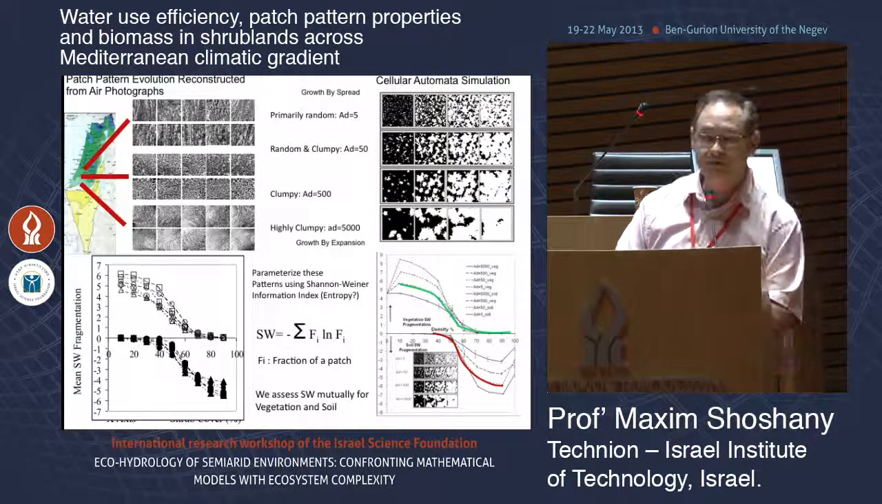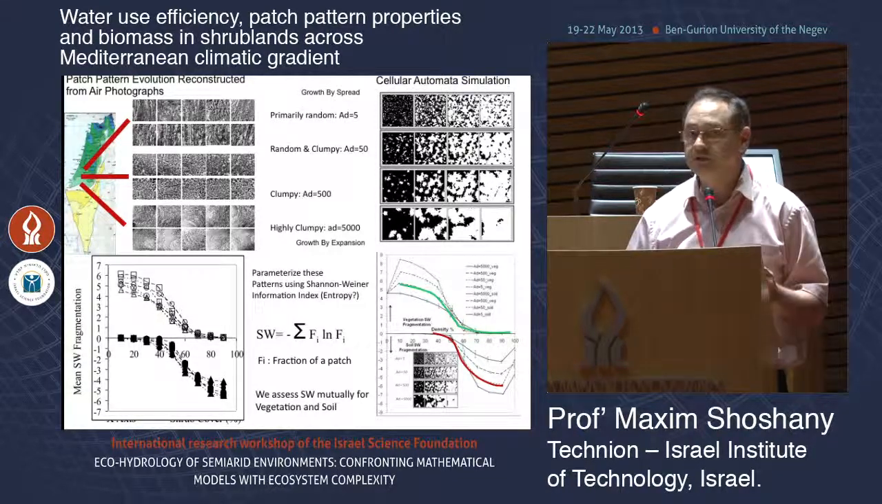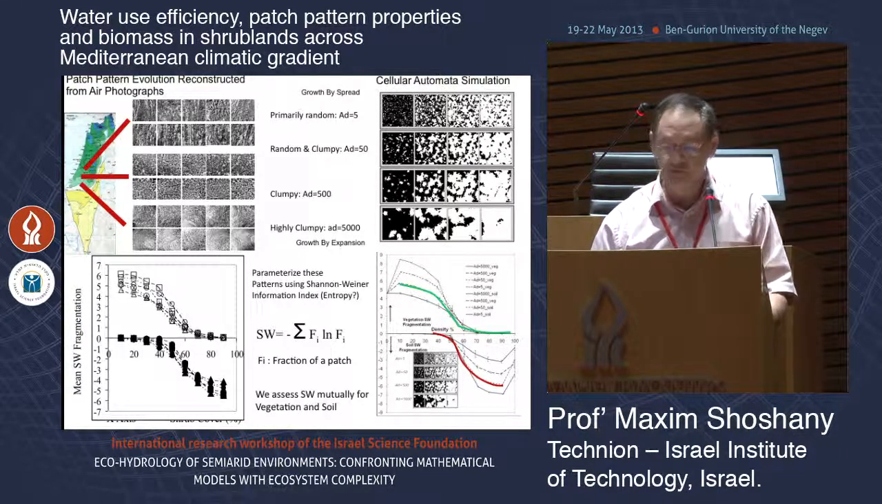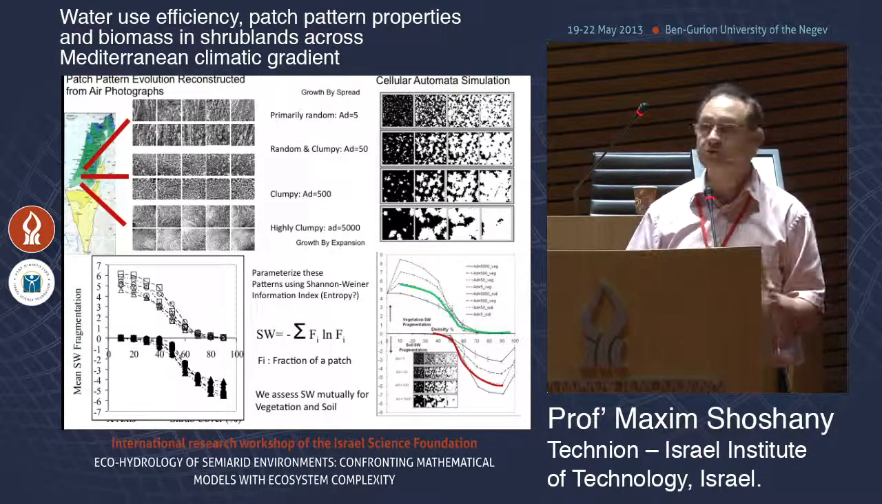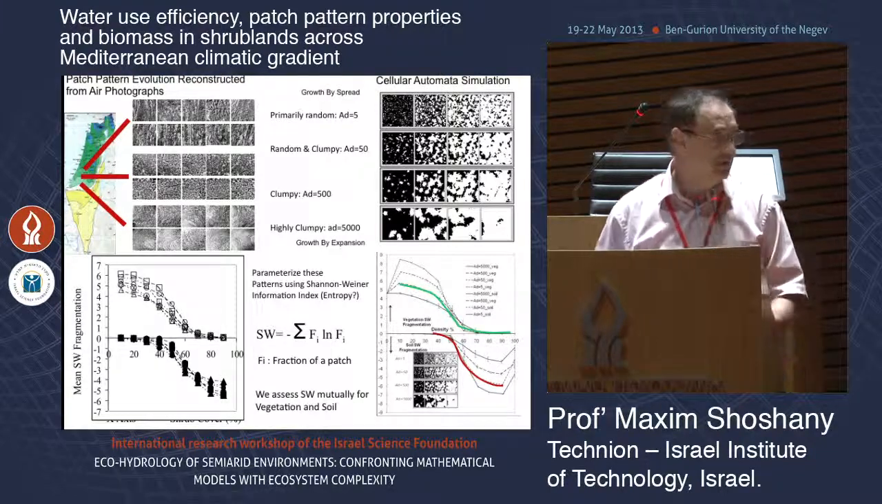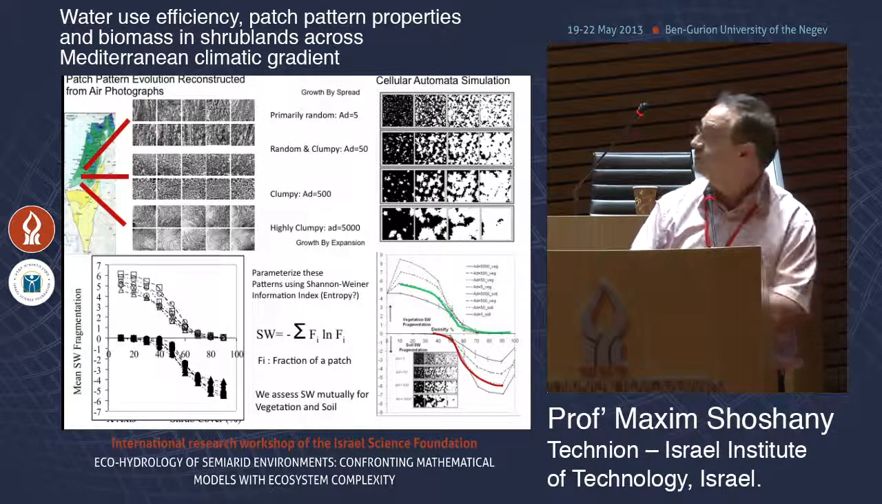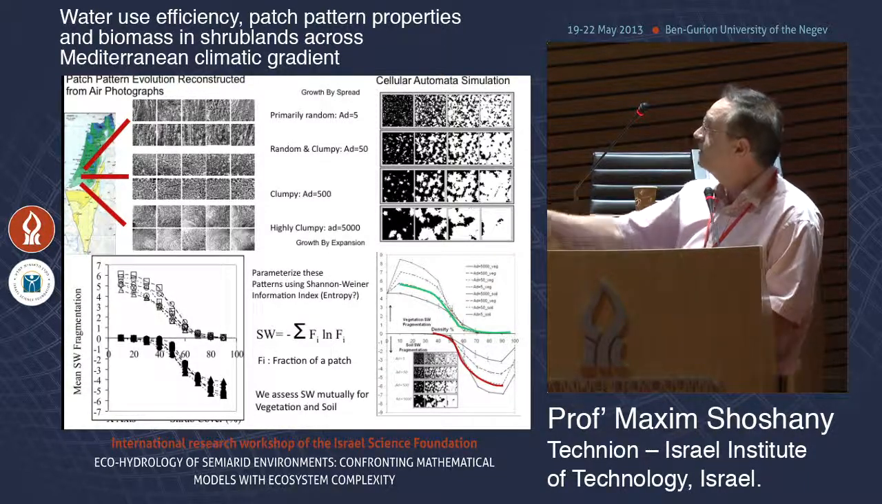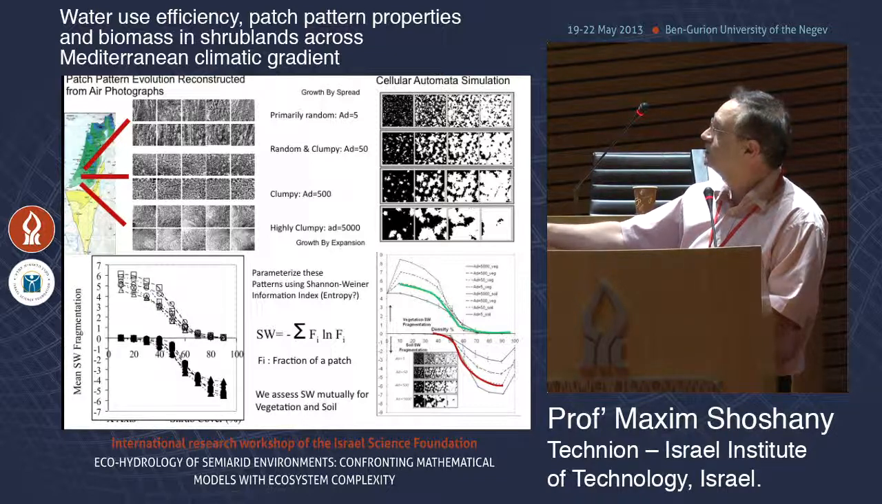And then we parameterized the pattern using the Shannon-Wiener information index, which is a type of entropy, using this equation. And we assessed it mutually for vegetation and soil, not only for vegetation, because we wanted to know how the relationship between them is changing. And that's what we get for the changes. We have the adhesivity, the random way of evolution, and the very highly clumpy evolution in the vegetation pattern, and here in the soil, parallel changes in the soil patch pattern.